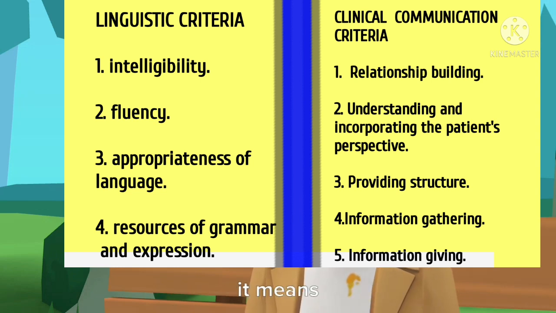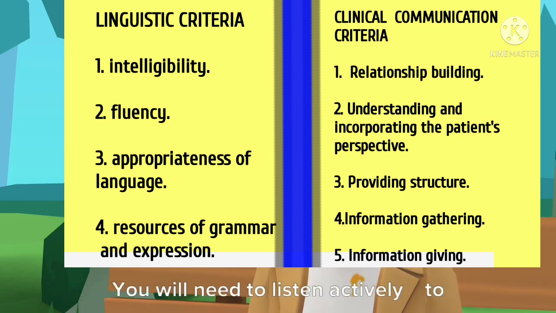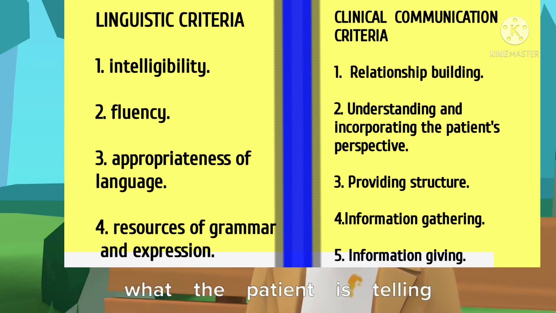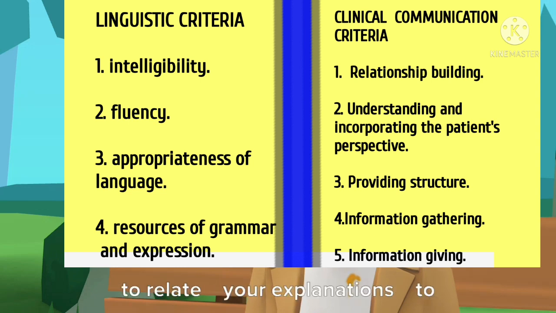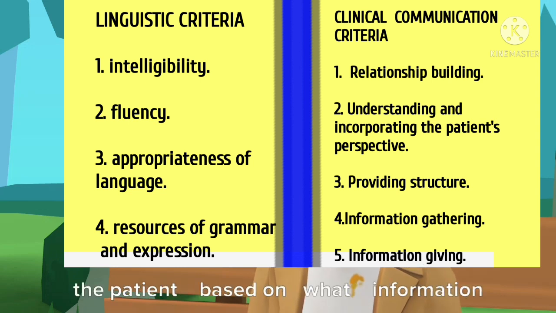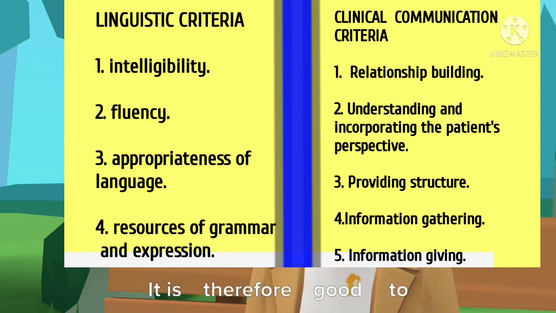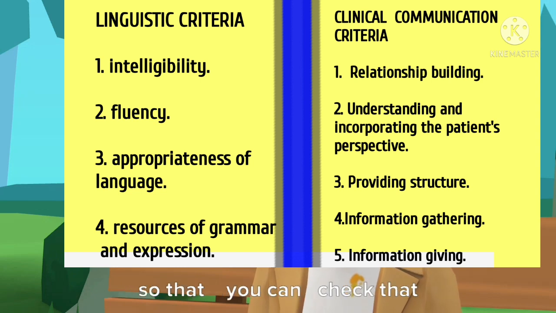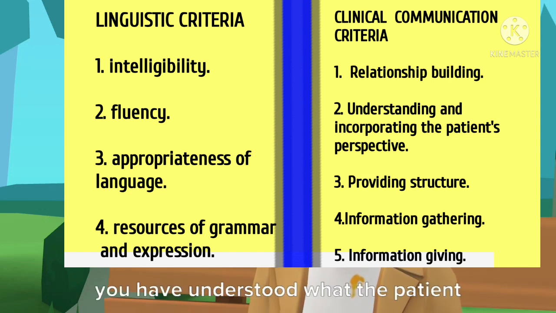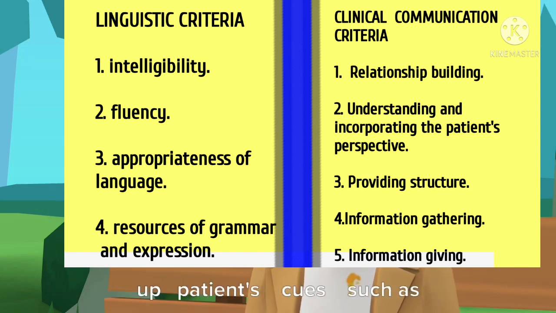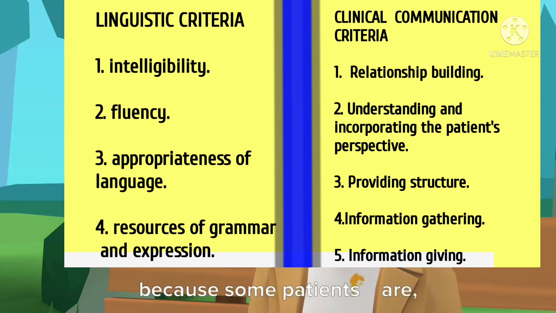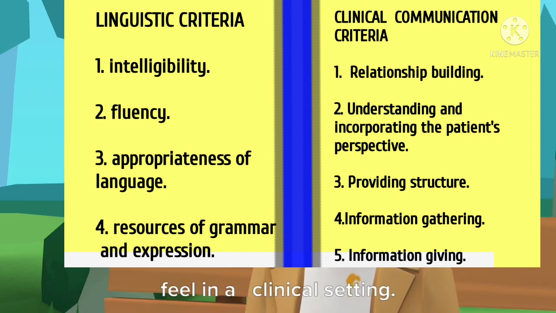Second one is understanding and incorporating the patient's perspective. It means you will need to listen actively to what the patient is telling you because you will need to relate your explanations to the patient based on what information you have acquired from the patient. It is therefore good to do a repeat back to the patient, so that you can check that you have understood what the patient has said. Also, you need to pick up patient's cues such as hints, pauses, hesitations, and change in volume. Because some patients are hesitant to express what they feel in a clinical setting.